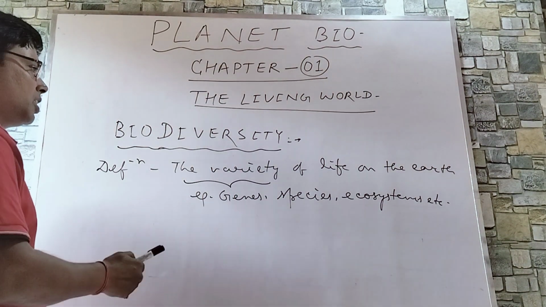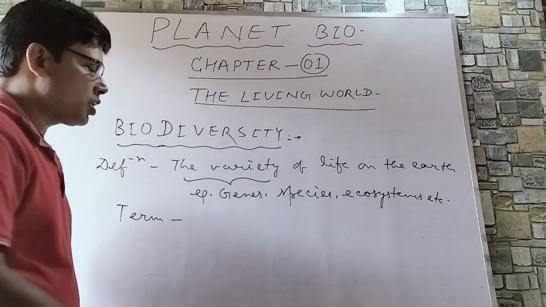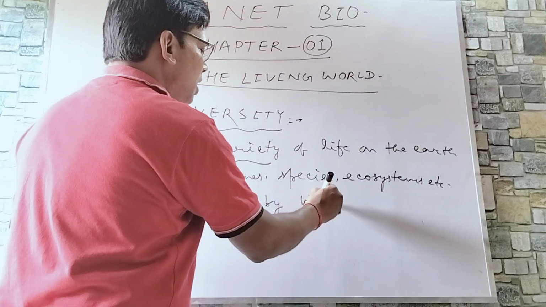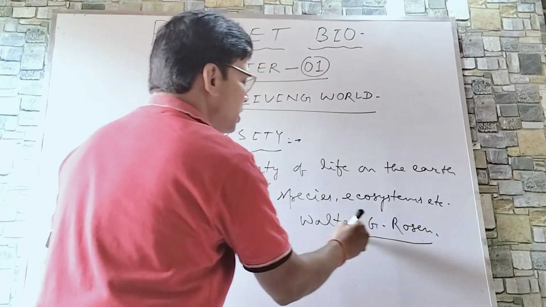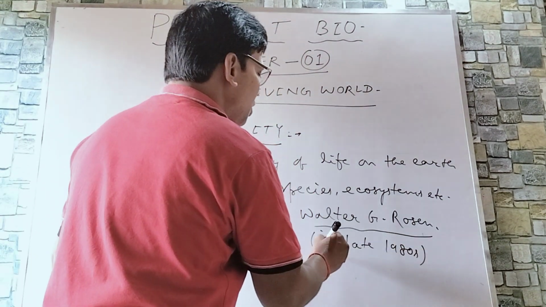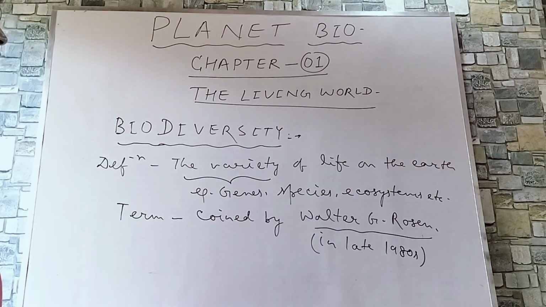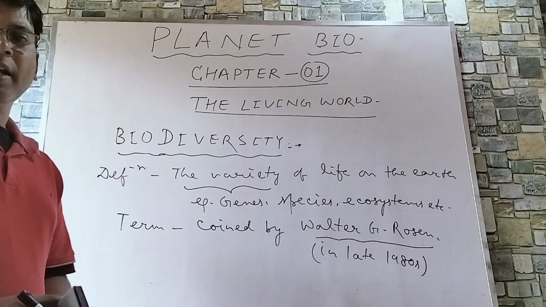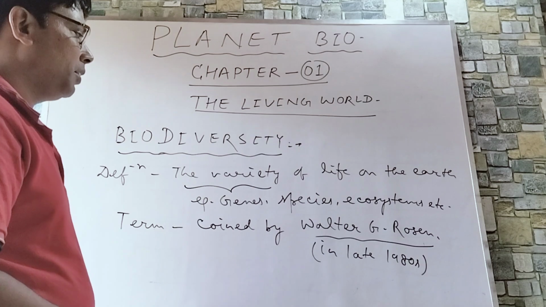So this is how biodiversity is defined, and the term biodiversity was coined by, means first given by Walter G. Rosen in late 1980s. So biodiversity is the variety of life on the earth, and the term was coined by Walter G. Rosen in late 1980s.